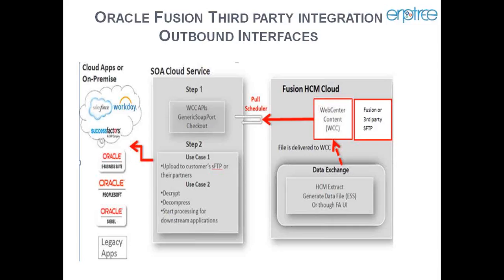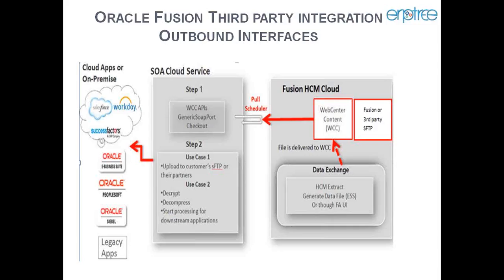So basically for extracting the data from the Fusion application, we have three types of tools available: one is OTBI, then BIP, then HCM Extract. The most frequently used tool for integration outbound interfaces is the HCM Extract. After that we use BIP, and the least used for integration purposes is OTBI. Okay, but OTBI is used for other purposes.